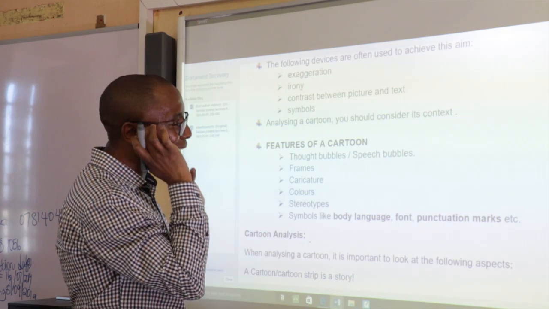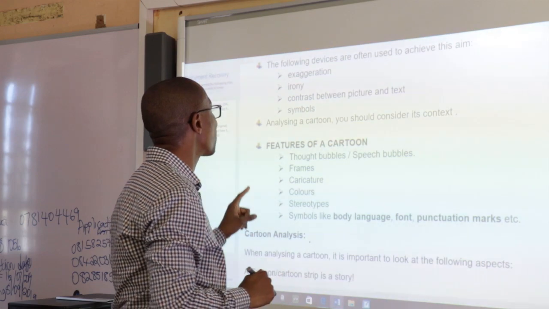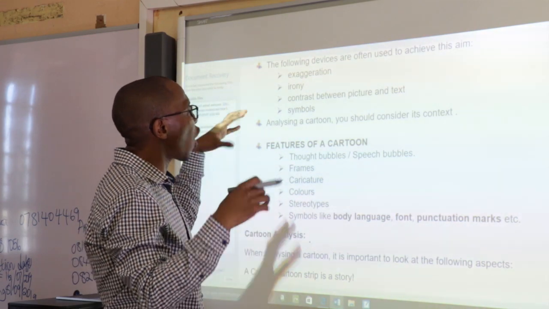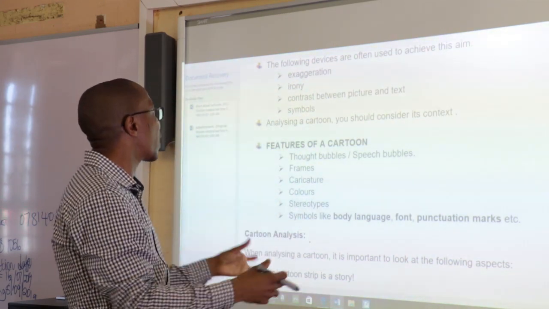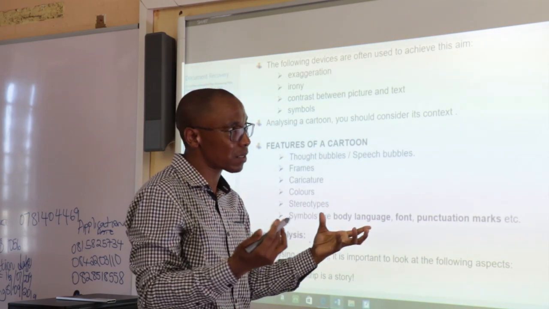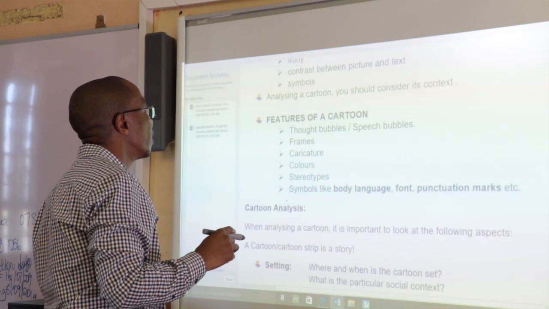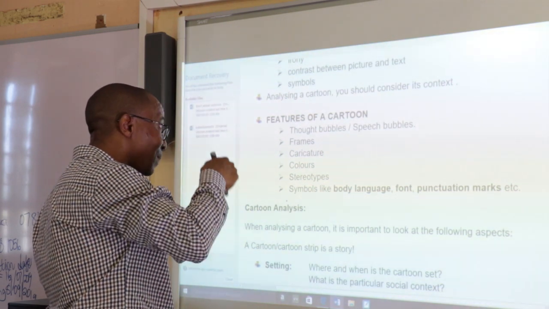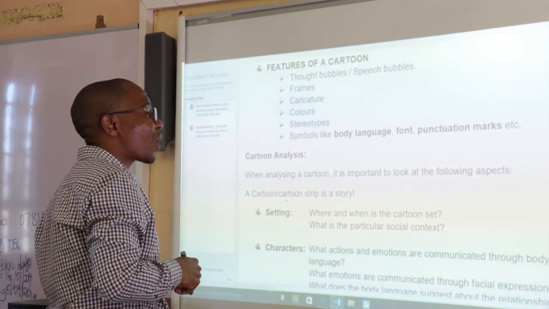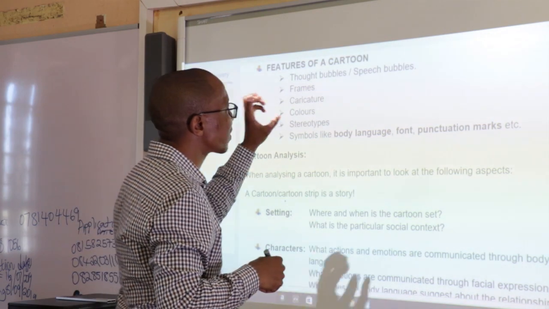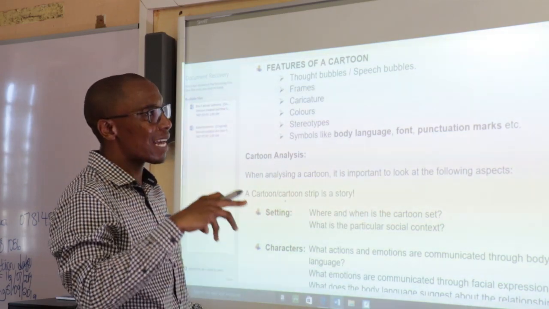The learner should know that if I can't find humor here or any irony, then I have to read again until I find it. Okay, every time there'll be a contrast between the picture and the text, which is irony, and then that's where you actually find your humor. And then there'll be symbols every time, whether it's a soccer pole or whatever, or it's a bus, whatever. But there'll be symbols every time on your cartoons. These are important features. There'll be thought bubbles, there'll be speech bubbles, and our learner should know how to differentiate a thought bubble and a speech bubble.